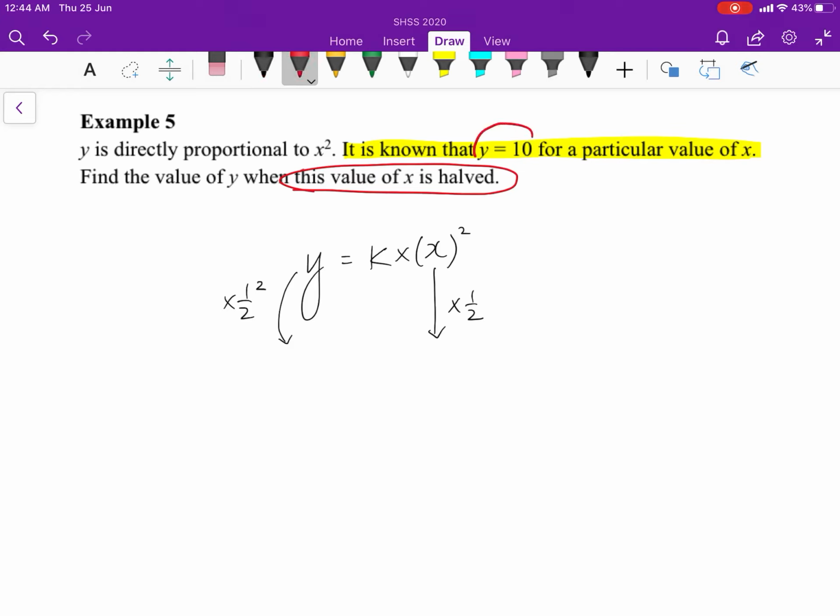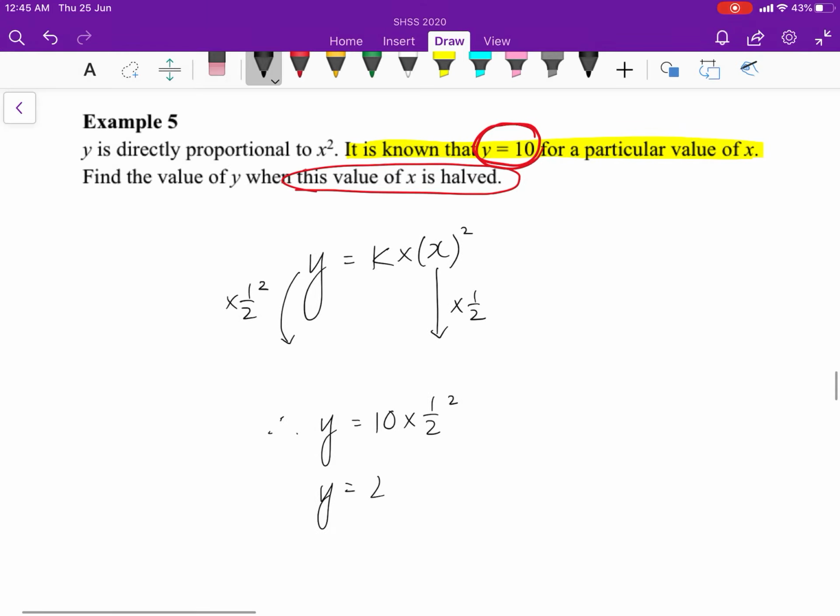It is known that y equals 10. So therefore, very simple, the value of y is actually 10 multiplied by half squared. Because I halve the value of x, the resultant of y will be multiplied by half squared. So it's y equals 10 times half squared. You get 2.5. Finish. This question, the working is very short, but you must demonstrate understanding of this concept.